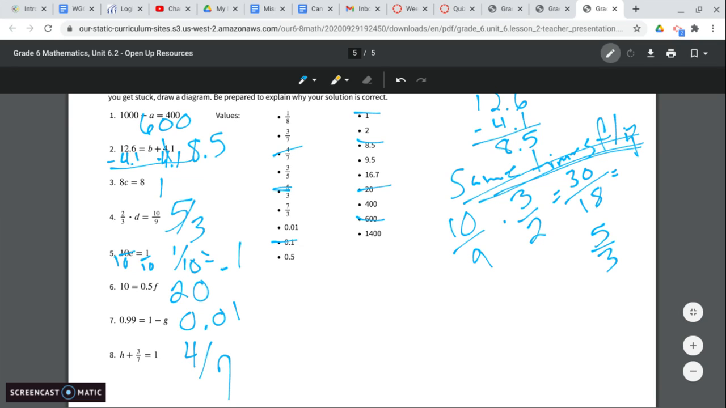So looking at those variables, being able to solve when we have variables in the equation, knowing that they represent a value, and when we solve, we find the solution that makes the equation true.